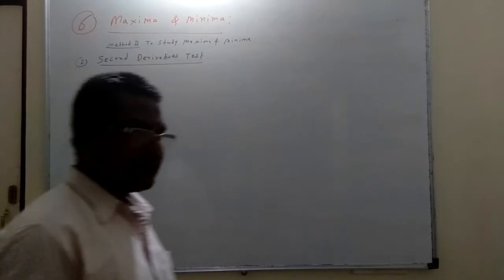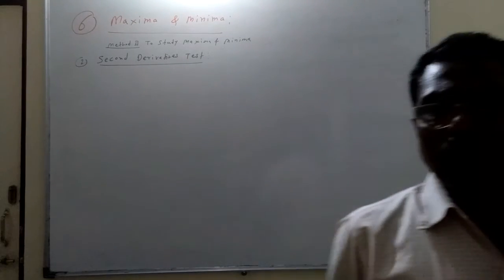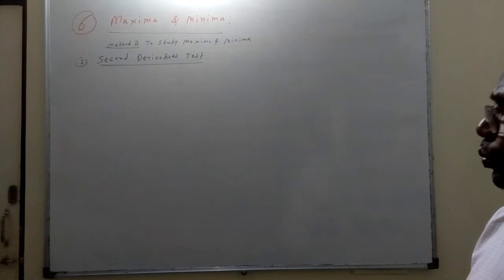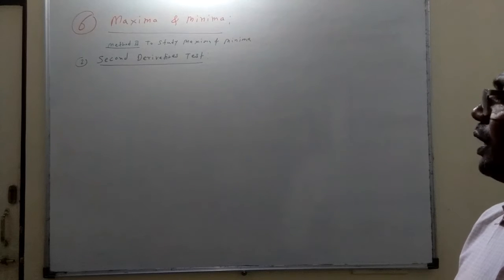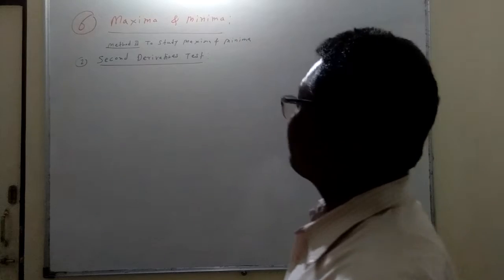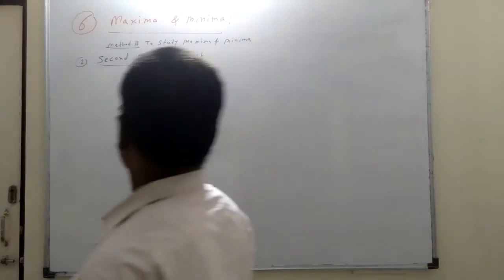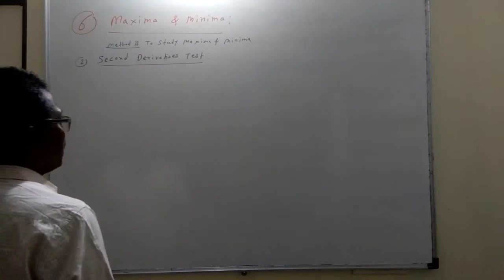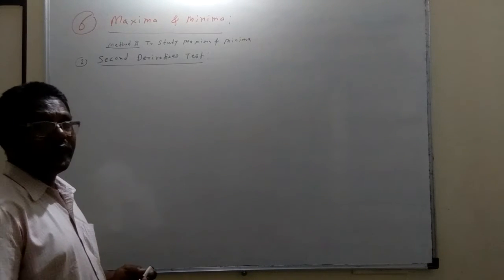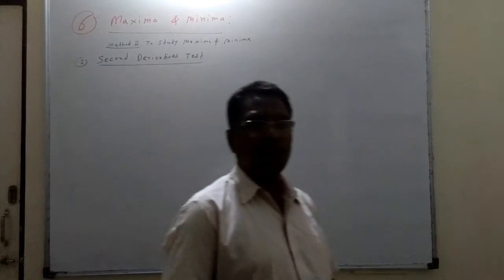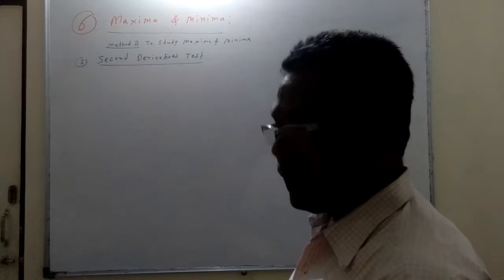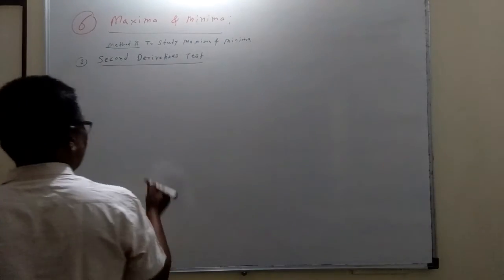Okay, dear students, last period we studied the first method to study maxima and minima, that is the first derivatives test, and what is the local maxima, etc. Now today we will see the second method to study maxima and minima, that is the second derivatives test. Here we get the perfect or correct maximum value and correct minimum value, and this method is widely used in applications. So what is the second derivatives test?